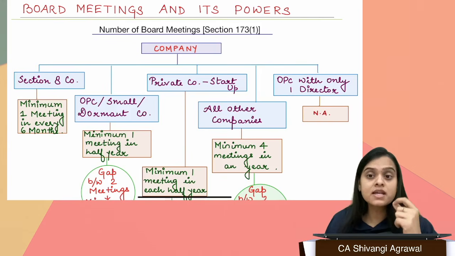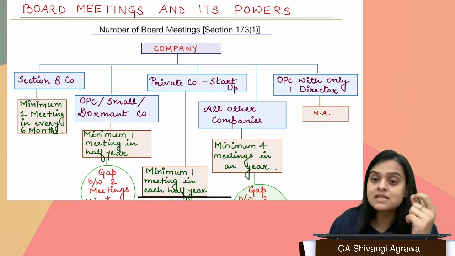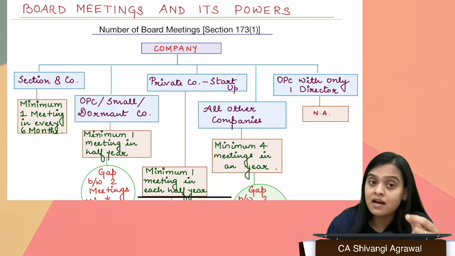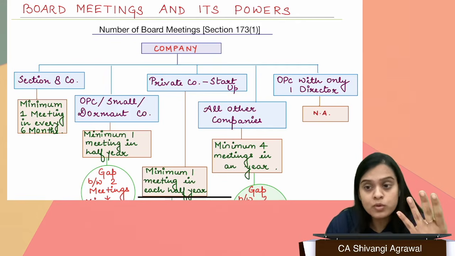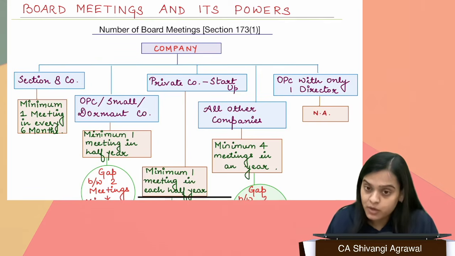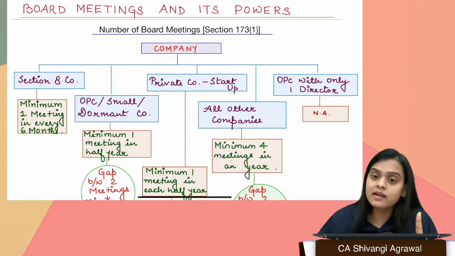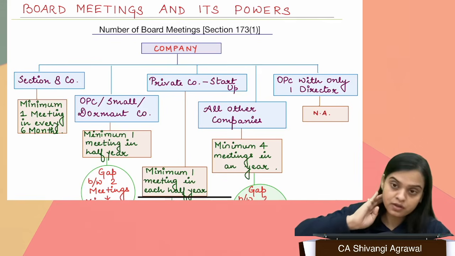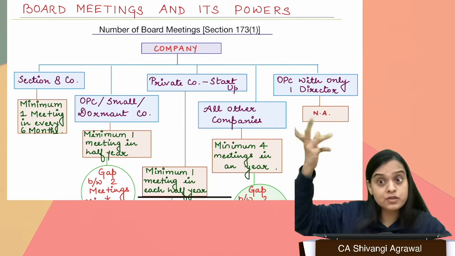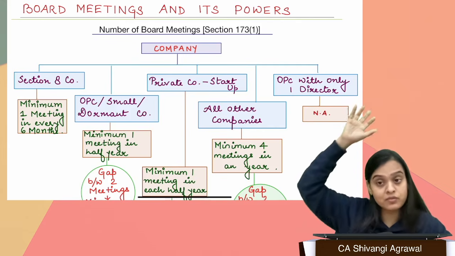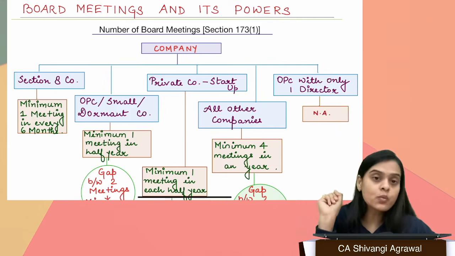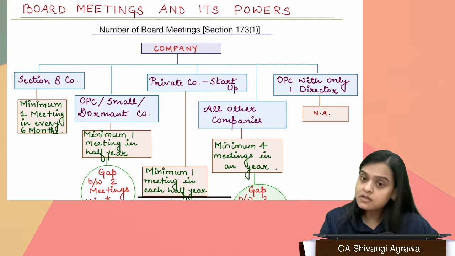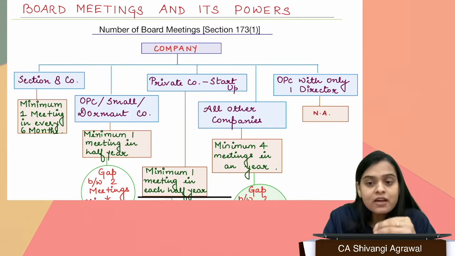But first, section 173, from where this chapter starts, the very first thing that we see is that every company must hold a minimum of 4 board meetings. When you get incorporated, the first board meeting has to be held within 30 days of incorporation, wherein you decide the first auditors and all of that, right? We can relate it to a lot of sections. So, first board meeting within 30 days. Thereafter, minimum 4 meetings in every year.